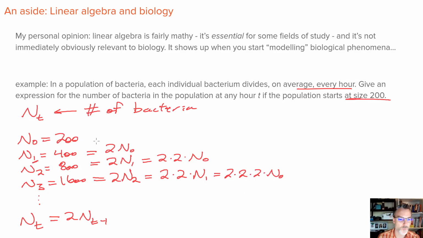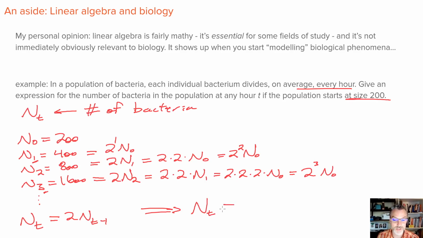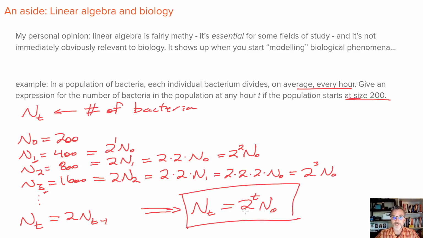But now look, there's a pattern forming. Here I've got 1 at the first hour. Here the exponent is 1. Here the exponent is 2. Here the exponent's 3. Like this. And so we see, in general, that we can write the size of the population at time t as just the tth power of 2 times the original population size. Okay, and so this gives us an idea of how that population is growing.